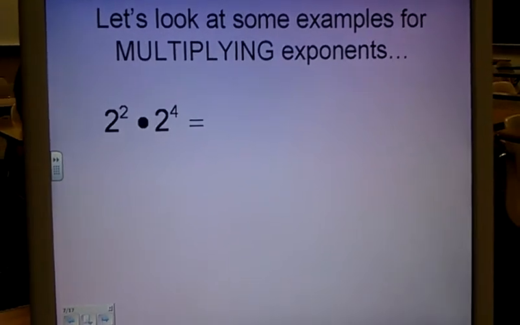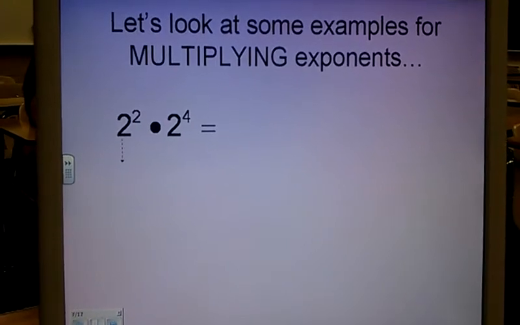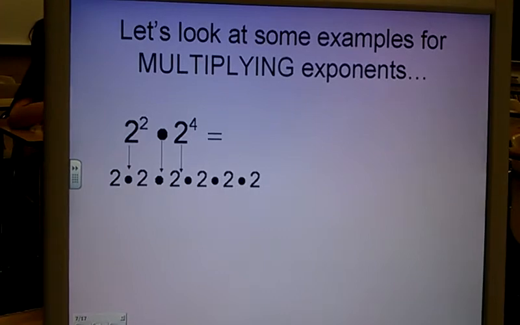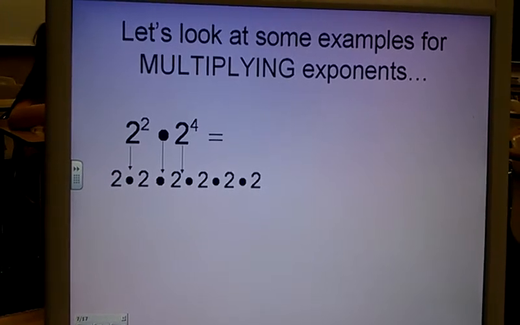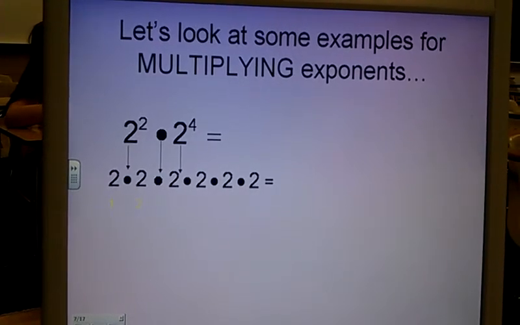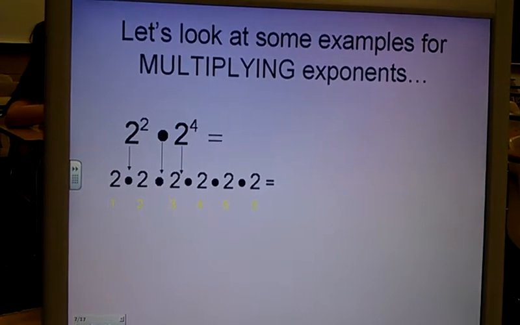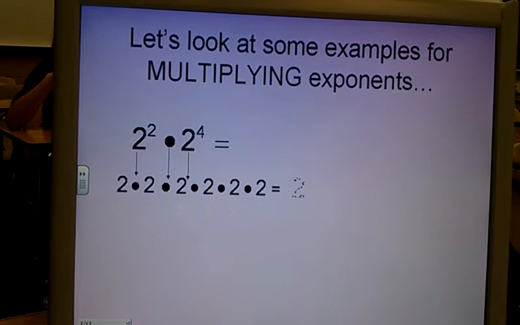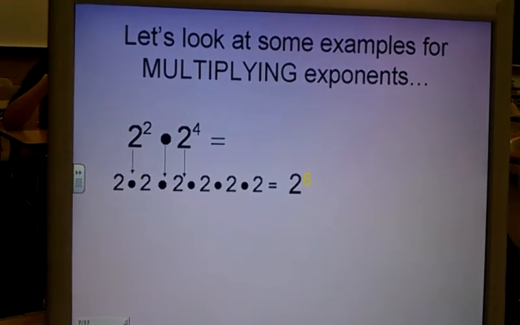2 to the 2nd power times 2 to the 4th power. 2 to the 2nd power is 2 times 2. 2 to the 4th means there are 4 2's. So if you count them up, you find out that there are 6 2's altogether. That's where I come up with 2 to the 6th power.